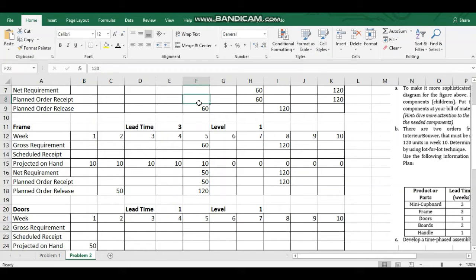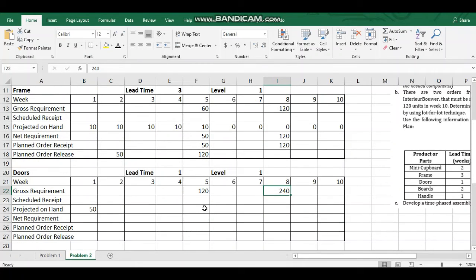In week 5 the mini cupboard is 60, so we have to adjust the gross requirement for doors: multiply these 60 units by two doors, and it becomes 120. And then also in week 8, the mini cupboard is 120, so the amount of doors will be twice of it, which is 240, right? Yeah, that's all for the gross requirement, and there's no scheduled receipt.